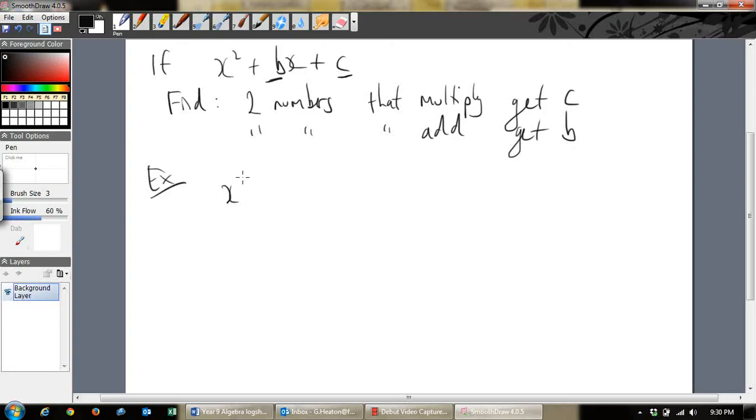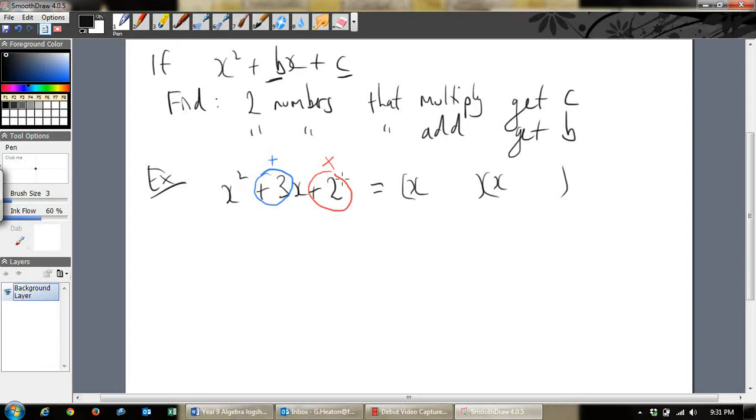This is very simple at the moment. X squared plus 3x plus 2. So what we've got here is a positive c, positive 2. We want to find two numbers that multiply together to give positive 2, and when you add them together, they give positive 3. So can you think of those two numbers? And then what we do is we write it in two brackets like this, with x, and we write our two numbers in each of these brackets. So what are these two numbers?